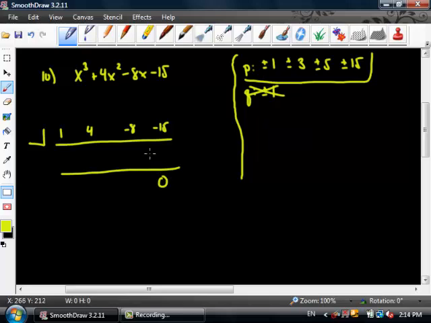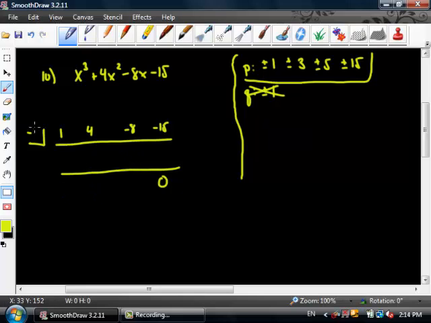I'm going to guess 3. That seems to be a safe number. 1, 3, 12. It doesn't seem safe anymore. 36. Okay, that's definitely wrong. So let's try 1. I've got a 1, a 1, a 5, and then negative 3. That doesn't seem to work.